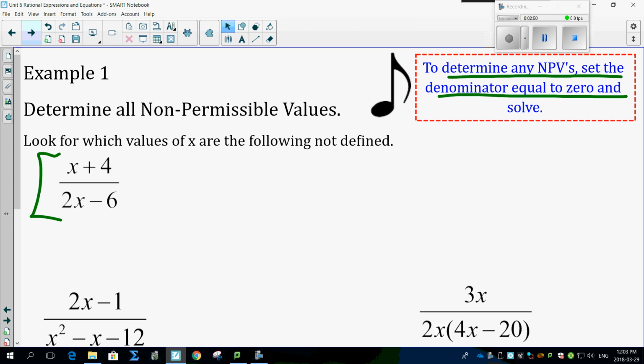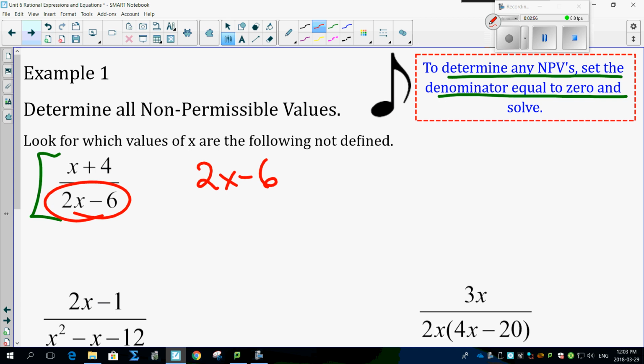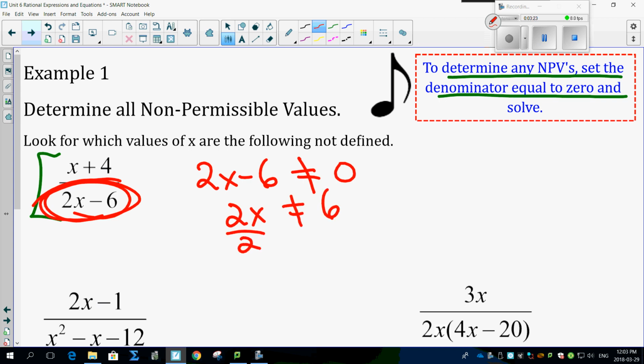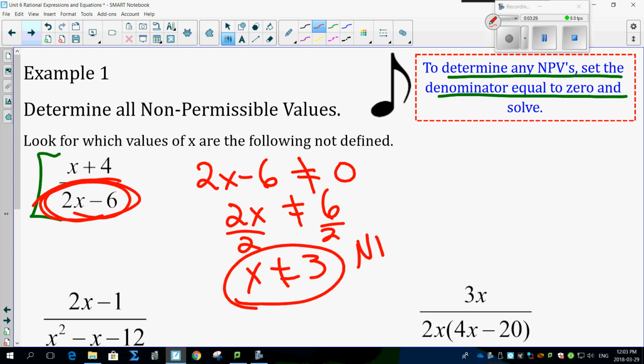Look, here's my denominator right here, 2x minus 6. I'm going to let that equal 0. You can't let that equal 0, because if this thing down here becomes 0, you cannot divide by 0. You'd have x plus 4 over 0, and that's invalid, doesn't work. So let's find out what makes that equal to 0. Simple algebra. Bring the 6 over, that becomes positive 6. Divide by 2, x cannot equal 3. That is your non-permissible value.